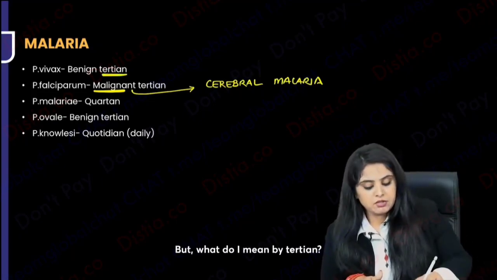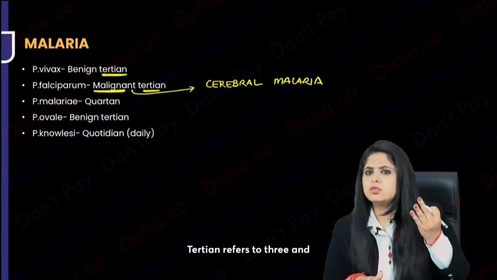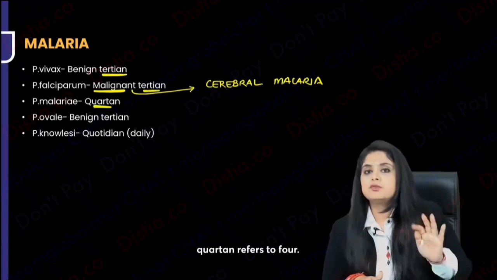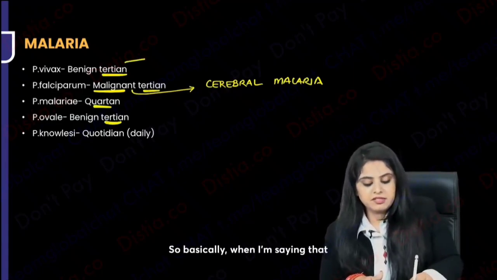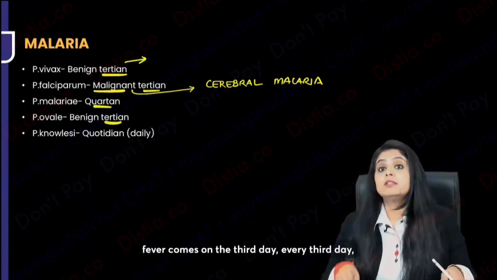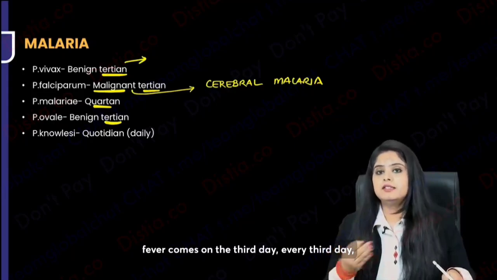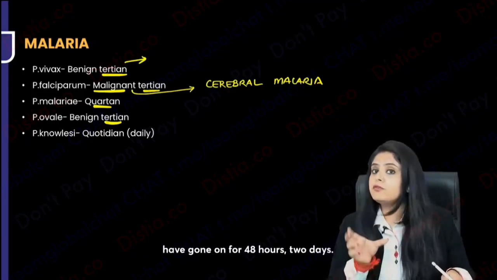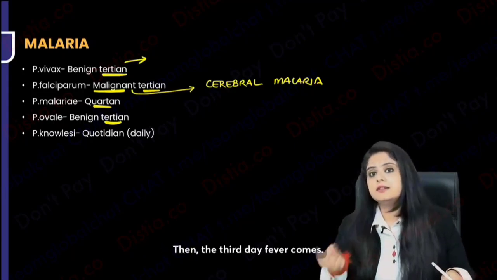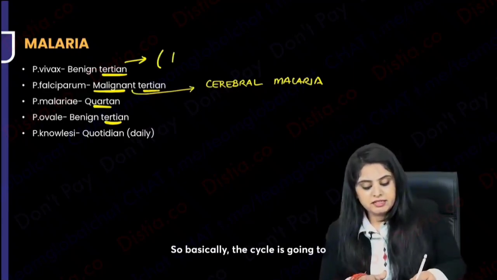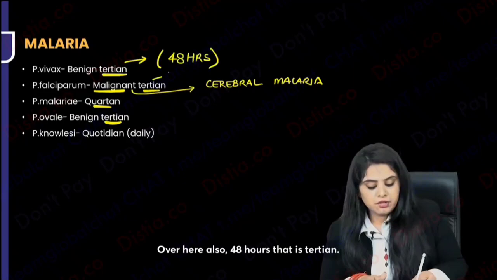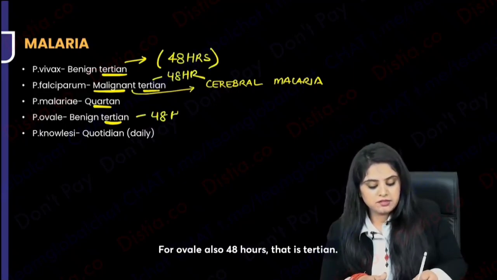But what do I mean by tertian? Tertian refers to 3 and quartan refers to 4, hai na? So basically, when I'm saying that fever comes on the 3rd day, every 3rd day, this means the cycle must have gone on for 48 hours, 2 days, then the 3rd day fever comes. So basically, the cycle is going to go on for 48 hours, that is tertian. Over here also 48 hours, that is tertian. For ovale also 48 hours, that is tertian.